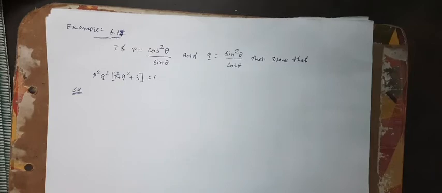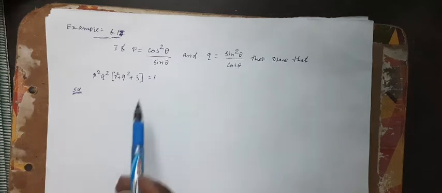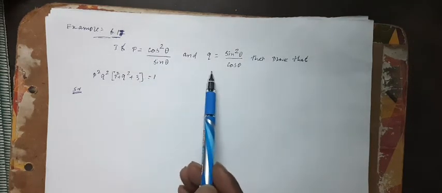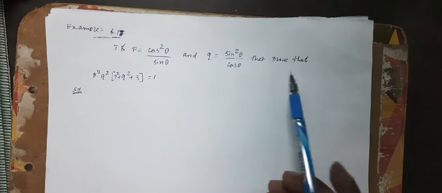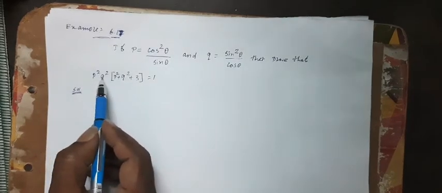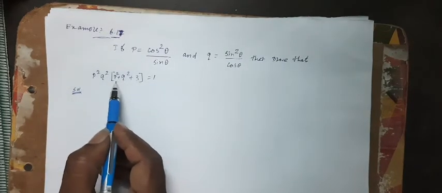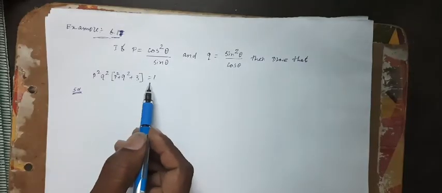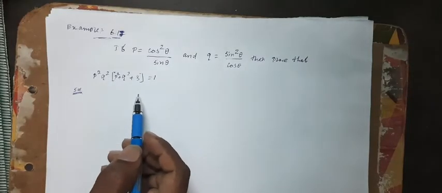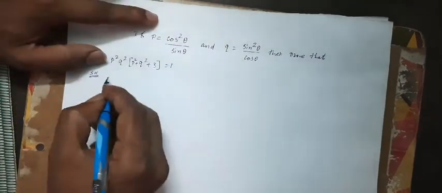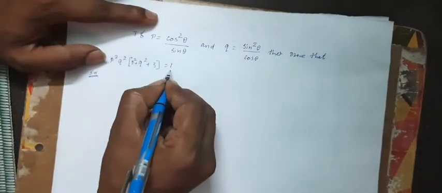Next I will go for example 6.17, the last example sum. Given P and Q, you want to prove that P square Q square bracket P square plus Q square plus 3 equals 1. Clear? Okay. So given this one, you want to prove that it equals 1.